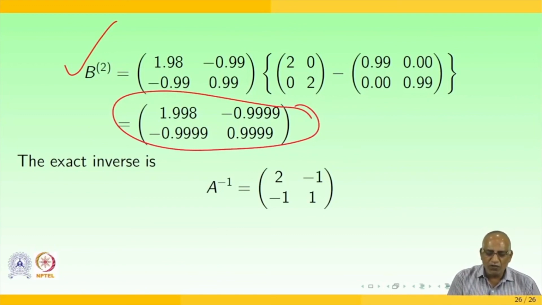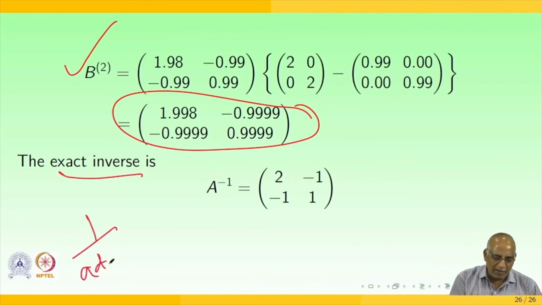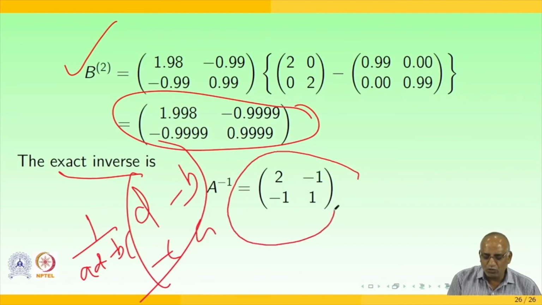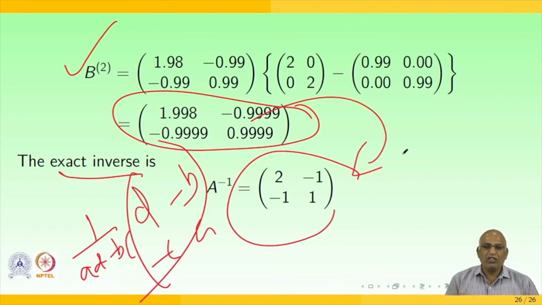If you look at the exact inverse for this 2 by 2 matrix by the usual method, that is 1 over (AD minus BC) times the matrix D, minus B, minus C, A, the exact one is 2, minus 1, minus 1, 1, whereas this turns out to be this. That means if you perform only 2 iterations, you get very close to the exact solution. And if you perform 100 iterations, you reach the exact solution.